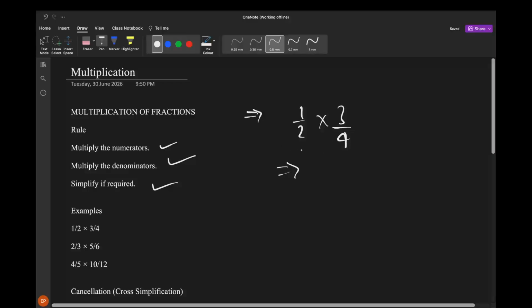In multiplication and division, there is no need of LCM, like in addition and subtraction. Directly you can multiply numerator to numerator, denominator to denominator. 3 1s are 3, 2 4s are 8, which gives us 3 by 8.